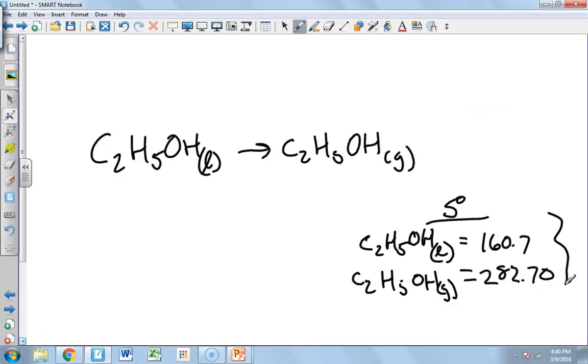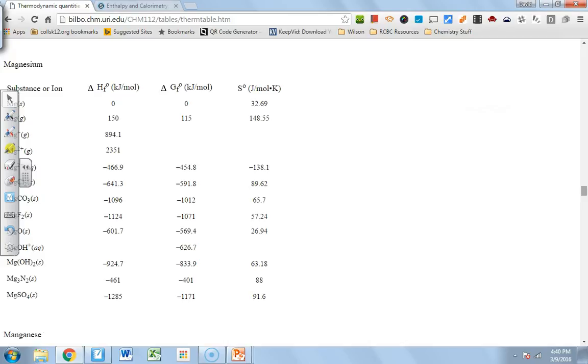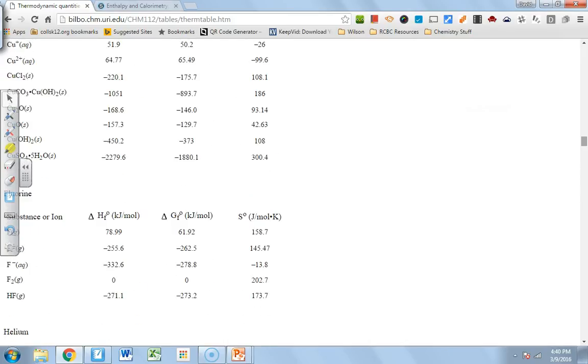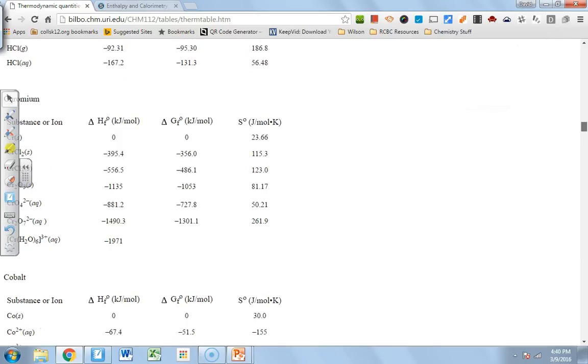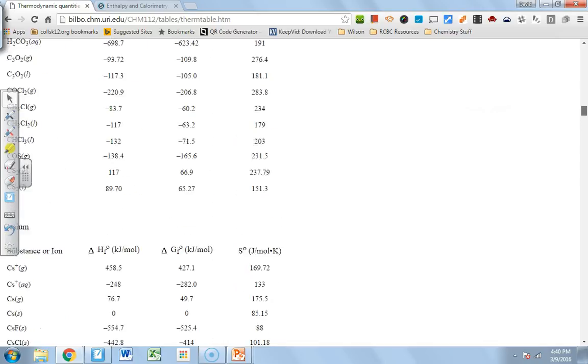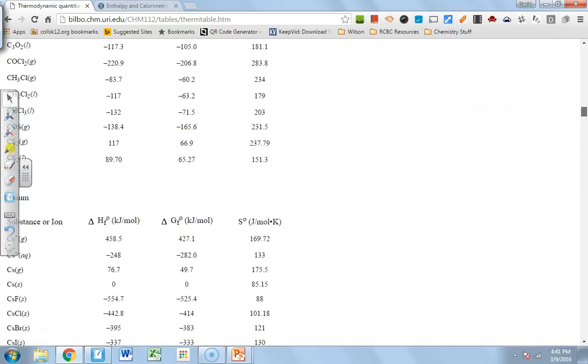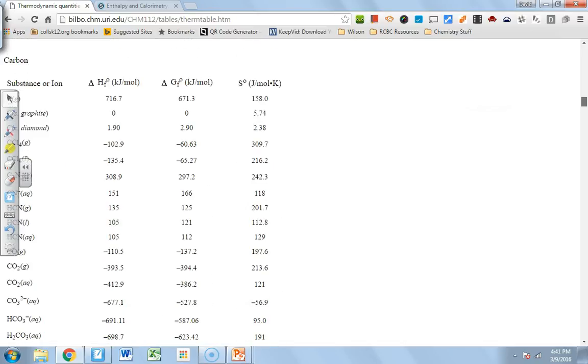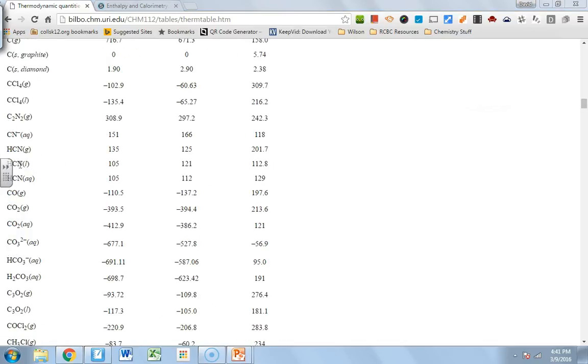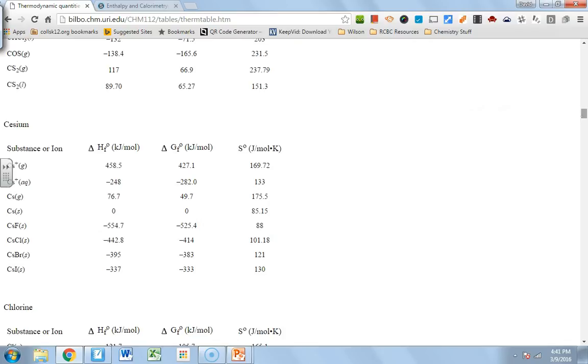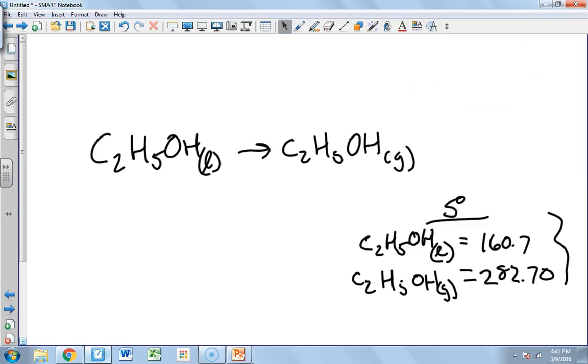And I went to my table of thermodynamic data and looked this up. Just so you know, you just find a table. There's one in the back of the book. It's usually arranged by element, and so this avoids any sort of organic compound, so that's a little bit different. But you go to the back of your book and you find this. Okay, so how do we calculate this?